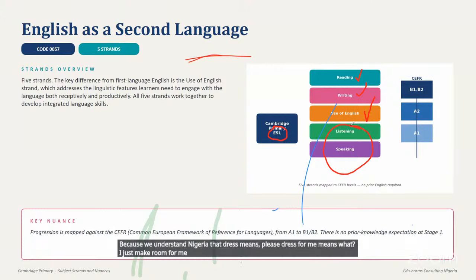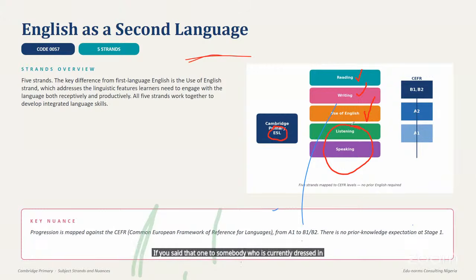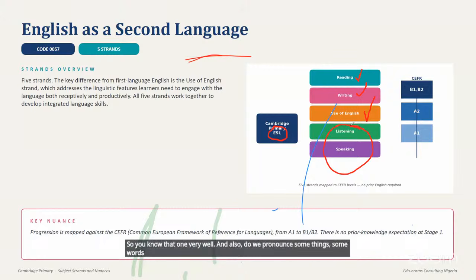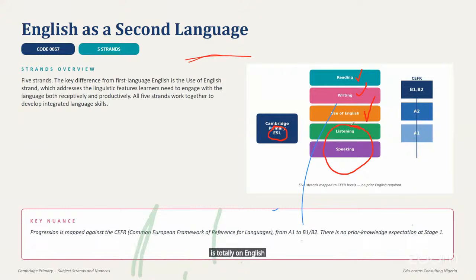If you say that to somebody who is currently dressed in the subway abroad, she will think that you are asking her to go and dress up to cover herself, which is an embarrassment. It's a verbal assault. So you know that one very well. And also the way you pronounce some words is totally un-English. It shows we are second language speakers. We can speak English, but not correctly.